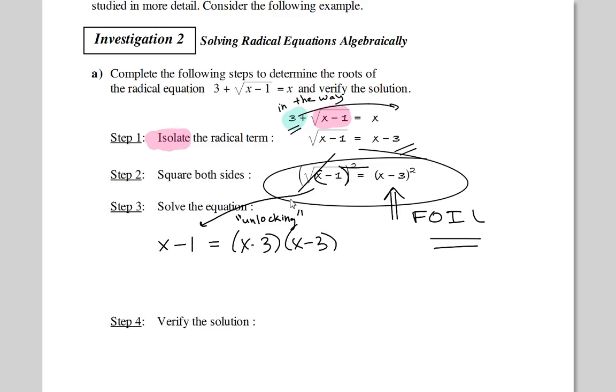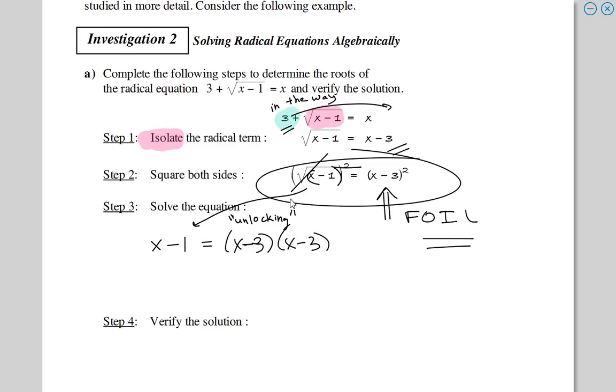And when you repeat it like this, you have a binomial, which we call FOIL. Got an x squared, and then a minus 3x happens again. It's a perfect square, plus a 9. The left-hand side remains the same. So you guys should be quite familiar with that process.